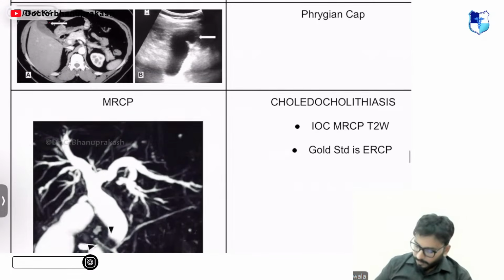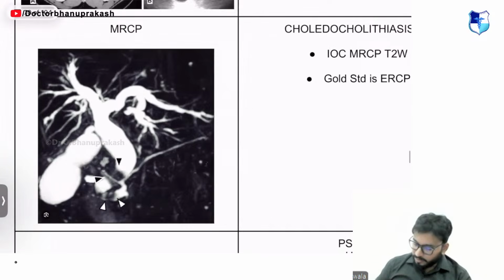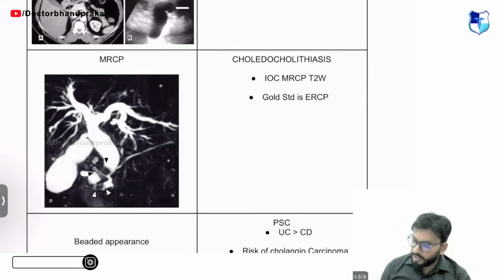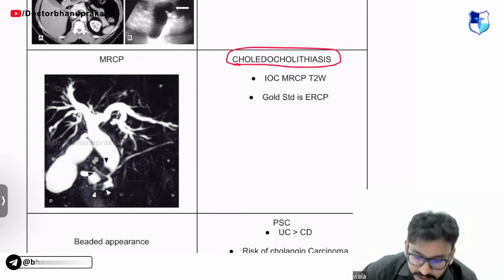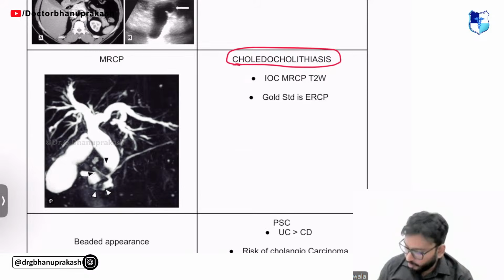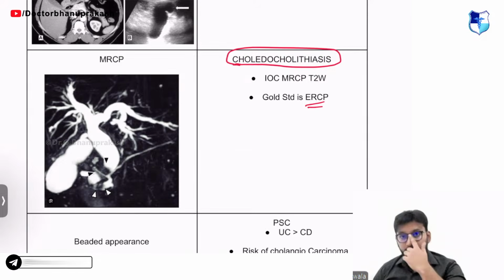This image is of an MRCP. MRCP is the investigation of choice for choledocholithiasis, meaning stone in the common bile duct. Okay, what is the gold standard? It is ERCP, endoscopic retrograde cholangiopancreatography.